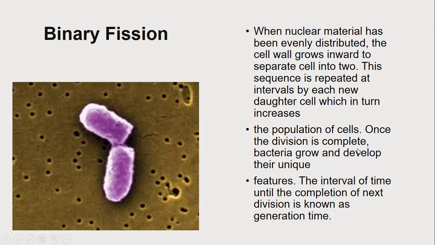Once the division is complete, bacteria grow and develop their unique features. The interval of time until the completion of the next division is known as the generation time. That is, generation time means the interval of time between one division of the bacterium and the next reproductive division. The time between two reproductive cycles is known as the generation time.